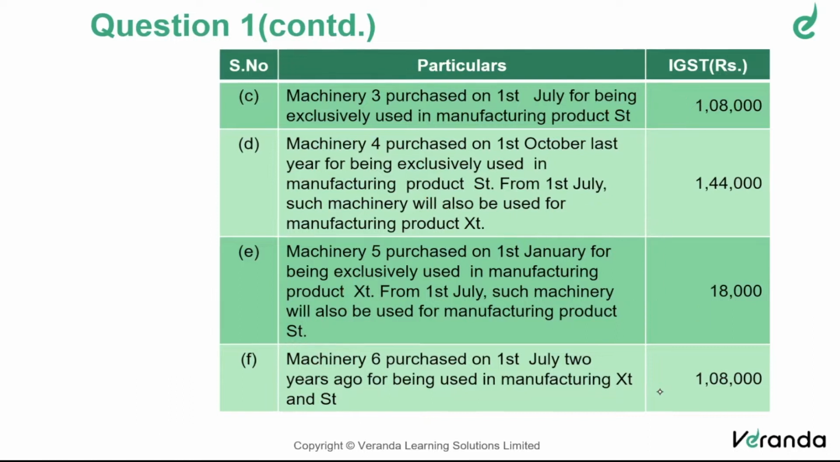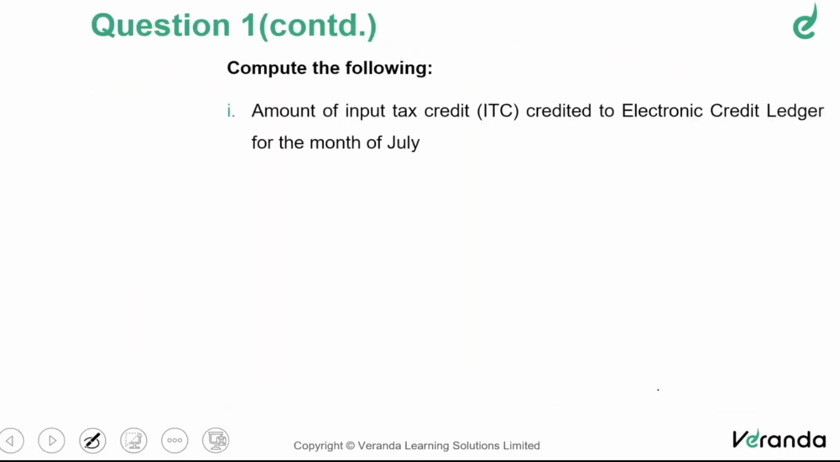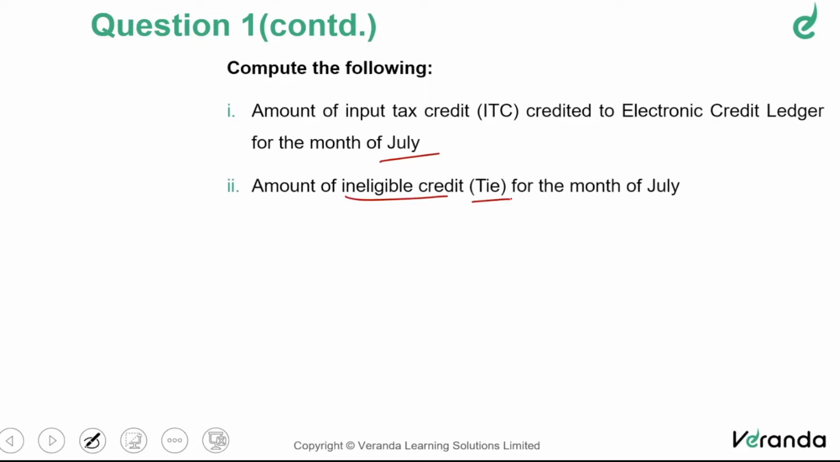Therefore, having seen this, the machineries are over, I guess. Some other information is given. Let's have a look. You are required to calculate the amount of ITC credited to the ECL, the electronic credit ledger, during the current month of July. So you'll have to ascertain how much ITC will be availed during the current month of July. Second, how much ineligible credit, that is TIE. So we'll have to go by that formula. How much ineligible credit during the current month.